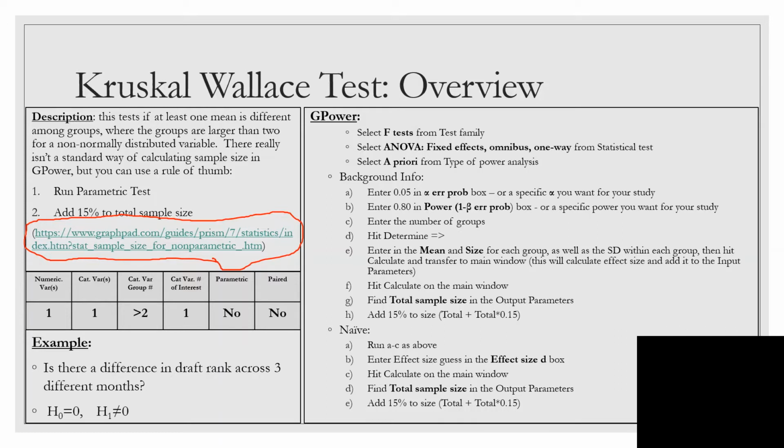So we'll do the same thing we did for ANOVA, so ANOVA fixed effects one way under the F-test family, enter all the things as normal, but then at the end here we're going to add 15% to the size, so the total sample size plus the total times 0.15. Same thing whether or not you had background information or naive.